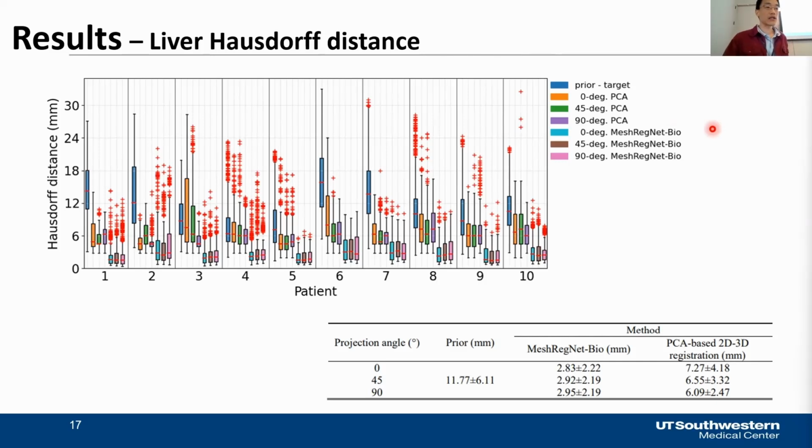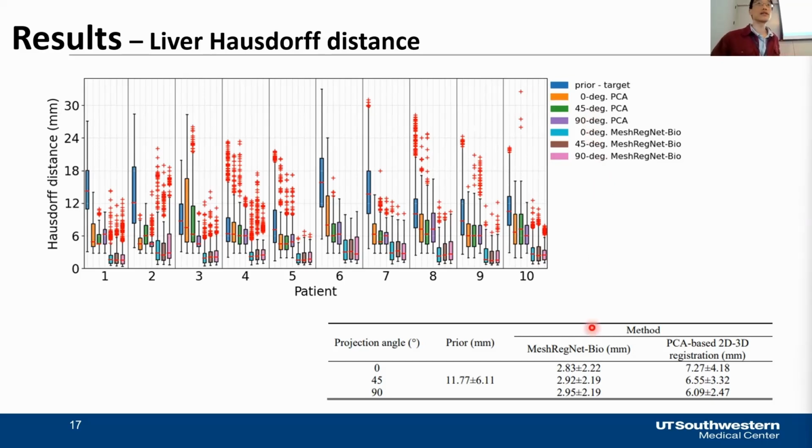Here I will show you the quantitative results for the liver registration accuracy in terms of the Hausdorff distance for the 10 patients in the latest data set, and I also compare with the PCA-based techniques. The first box is the Hausdorff distance between the prior and the target, so it reflects the degree of the motion. The next three boxes are the PCA results at 0, 45, and 90 degrees. The last three boxes are our results at these angles.